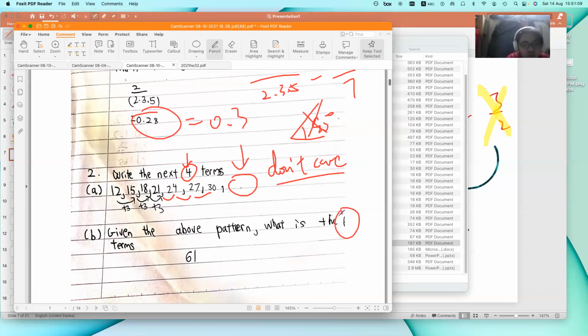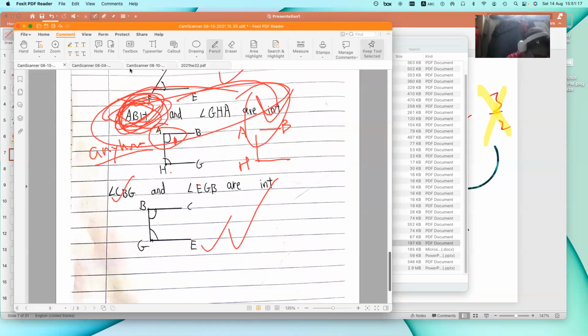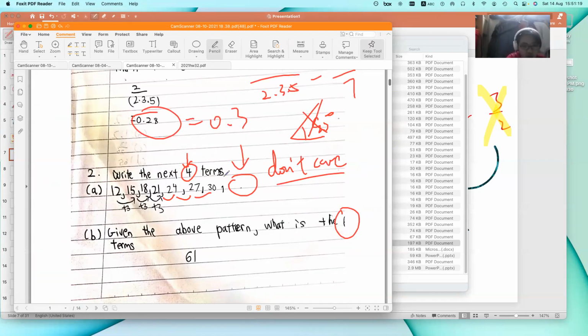So which term here? I asked for the 60th first. So how do you get the 60th? I didn't know how to do that. So never mind. Is this the first term? This is the second term, right? And this is the third term, right? So basically what you are going to do is find the 60th. But of course, if you keep doing it one by one, it doesn't make sense. But you can, yeah.